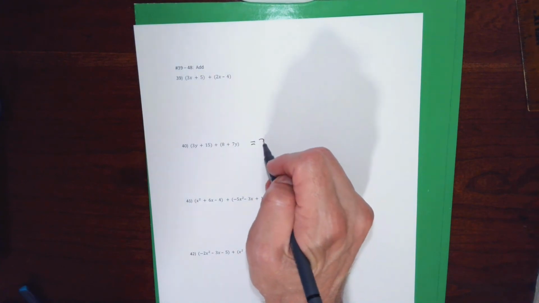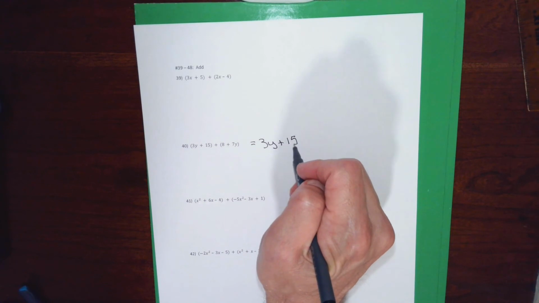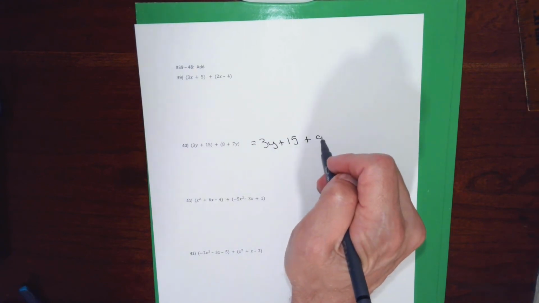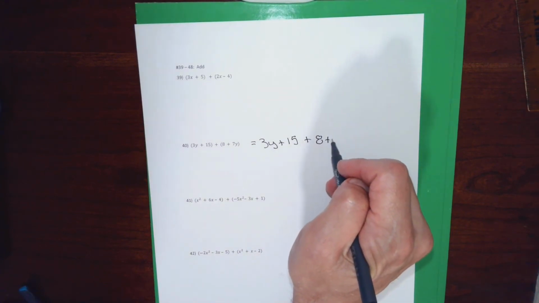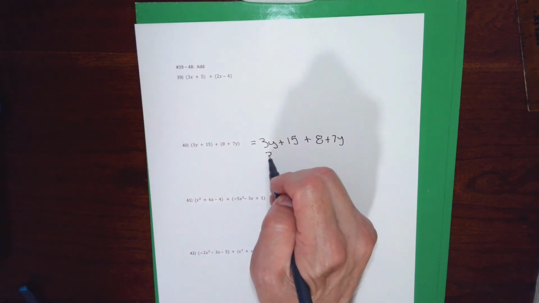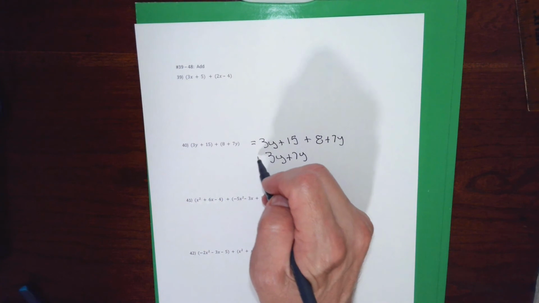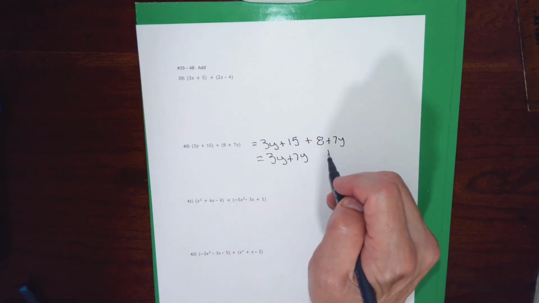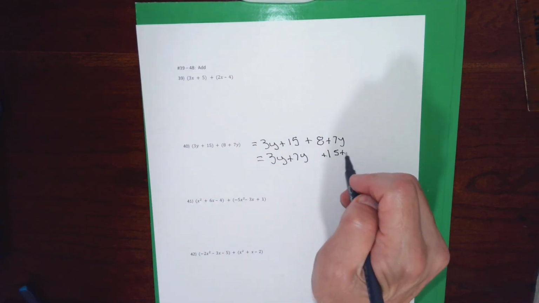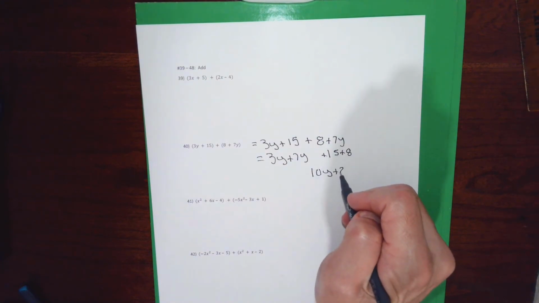So for problem 40, to simplify this, I'm going to drop the parentheses without doing any modifications to what's inside the parentheses because I don't have a coefficient, an exponent, or a minus to deal with. And now I'm going to combine like terms and write them in a nice order. I'm going to combine the 3y and the 7y. I'm going to combine the 15 and the 8. This is going to give me 10y plus 23.